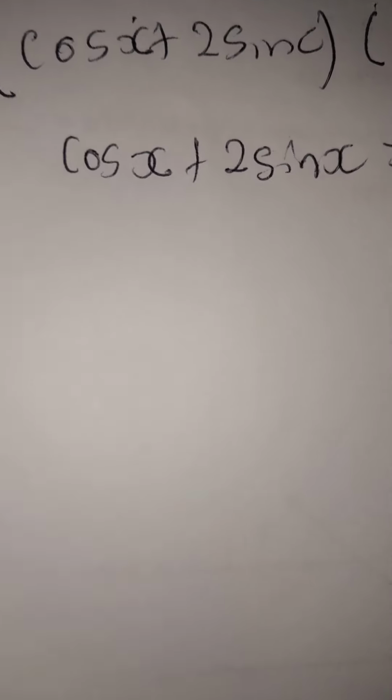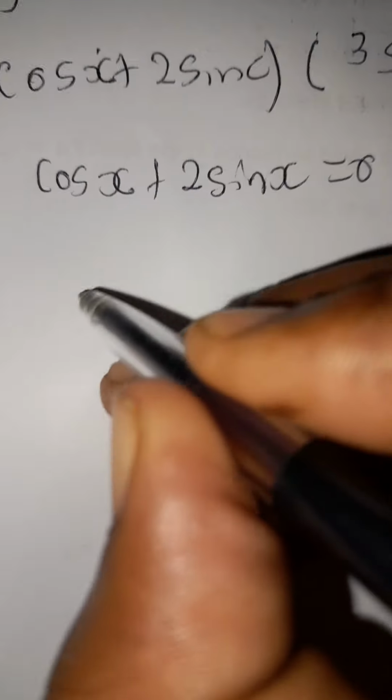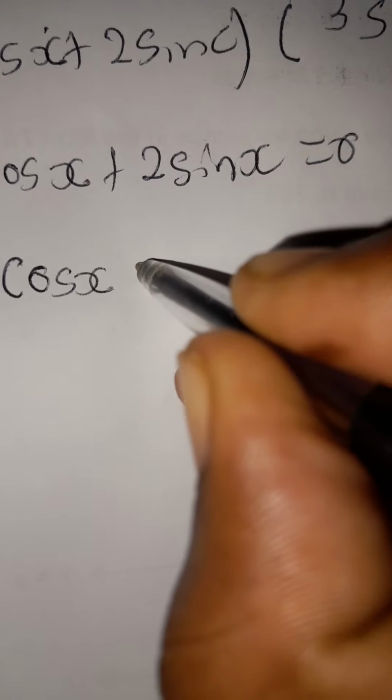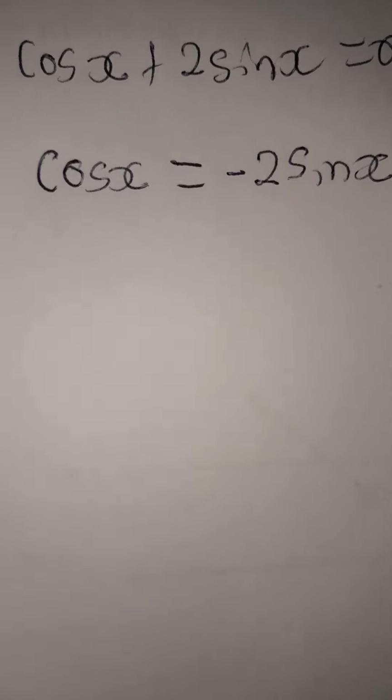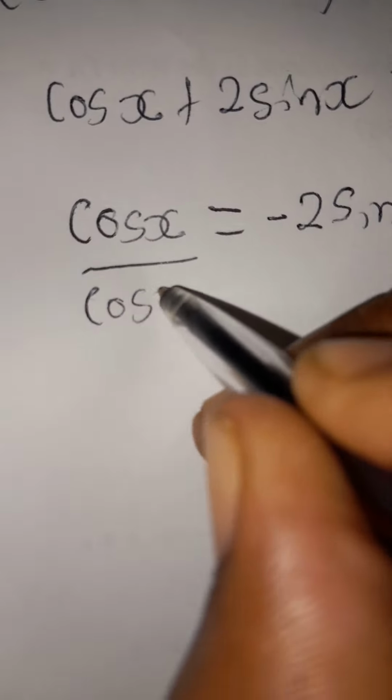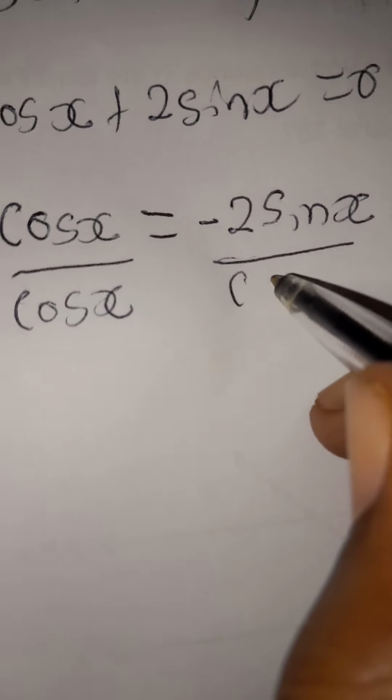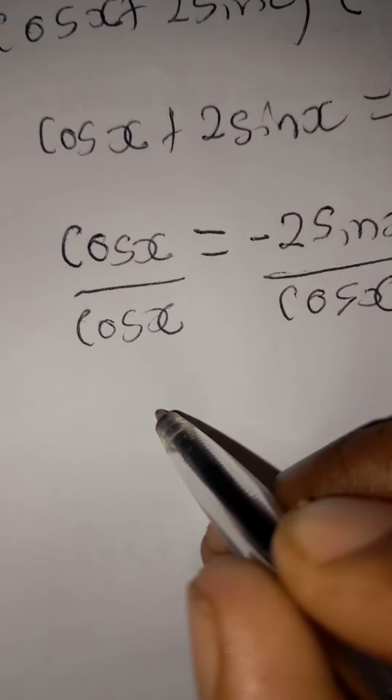So what you are going to do, you are given cos x plus 2 sin x equals 0. In this case, this is what we are going to do. You are going to take 2 sin x to the other side. It will become negative 2 sin x. Right, so when you're given cos and sine, the aim here is to make it a quotient identity. So in other words, we are going to divide both sides by cos x.